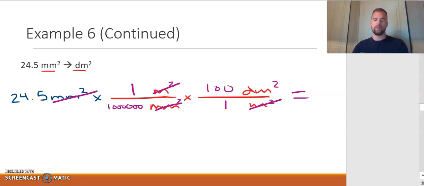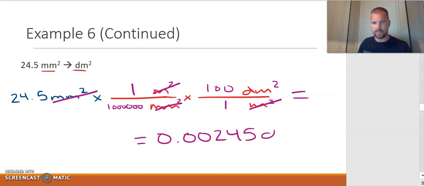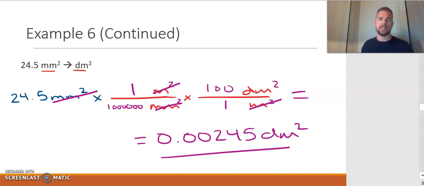I can do 24.5 times 100 and then divided by 1,000,000. And that ends up getting me my answer, 0.00245, and then the unit of decimeters squared. So that's an example of how you can convert metric conversions using either two-dimensional or three-dimensional numbers.